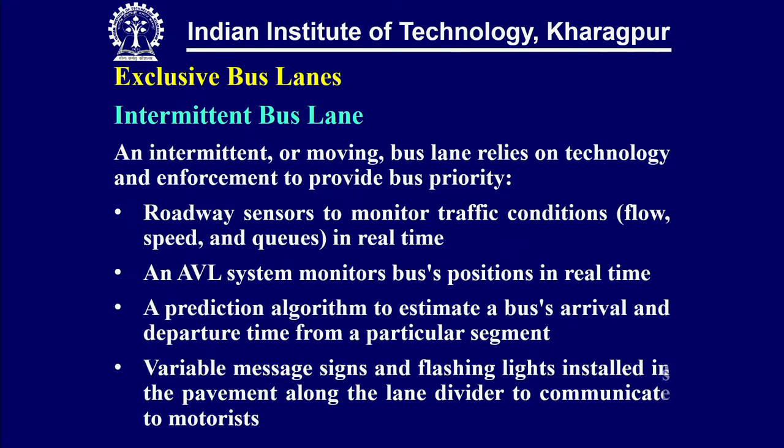Of course, in the case of an intermittent bus lane, different kinds of sensor equipment are required, ranging from sensors to monitor the traffic flow, such as the speed and the queue in real time, to determine whether a bus lane can be provided. Then there is also a monitoring system to detect the bus's position, and a prediction algorithm to predict when the bus will enter the bus lane and when it will depart from it. Moreover, VMS signs and different installations are necessary to warn the non-priority traffic of the bus lane that will be created with the movement of the bus.